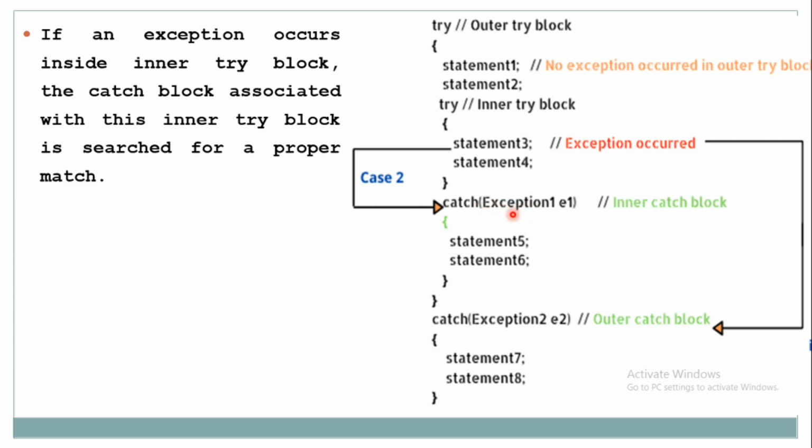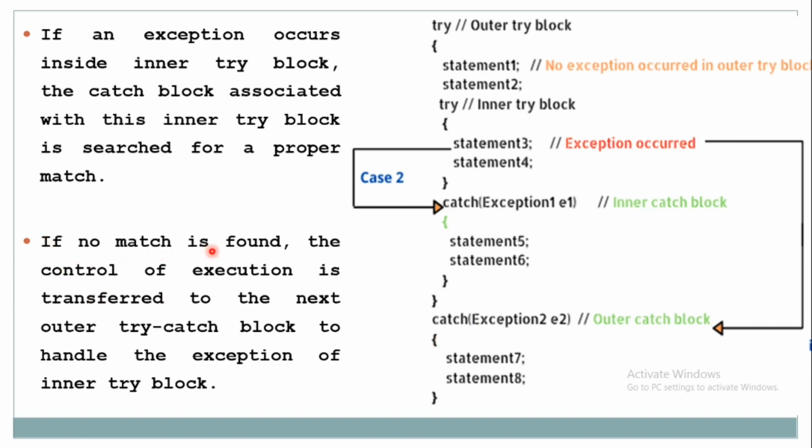If the inner catch block doesn't handle the exception, then the control will go to an outer catch block to handle the exception. As you can see here, if no match is found, the control of execution is transferred to the next outer try catch block to handle the exception of the inner try block. Which means if the inner catch block doesn't handle that particular exception, the control goes to an outer catch block to handle the exception. Still, if the outer catch block doesn't handle that exception, then the Java runtime will throw a system generated error message and the program will get terminated.